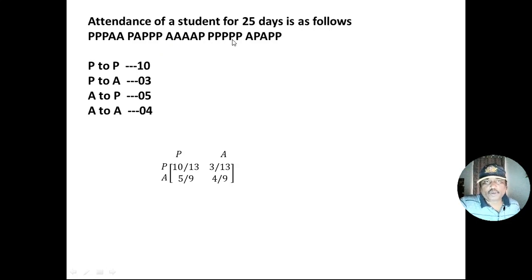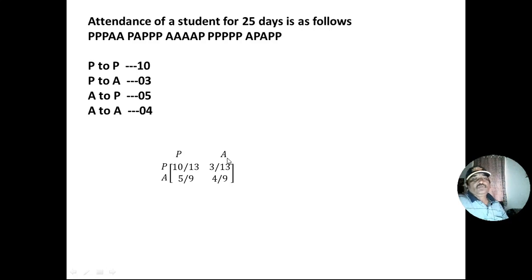Then in the fourth week he was all present. In the fifth week, A P A P P. Now we have to form the transition probability matrix, right? And what are going to be the states? States are the student is either present or absent.